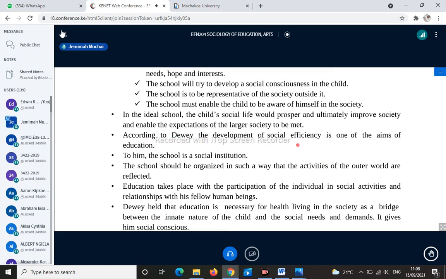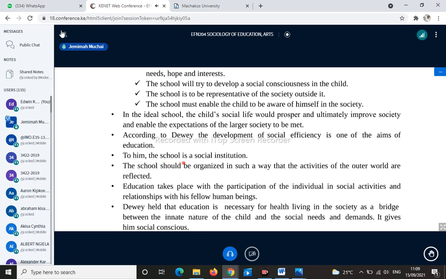According to Dewey, the development of social efficiency is one of the aims of education. When you talk of social efficiency, it's utilizing the resources that are there without wastage. You yourself as a person, if you are given 500 shillings, how do you utilize that 500 shillings? Do you go and buy things that are not necessary, the wants, I want this, I want that? Or do you buy that thing that you need that is very important? When you become a productive person in the society, will you be a person who will be wasting resources, or will you be a person who will be using resources usefully?